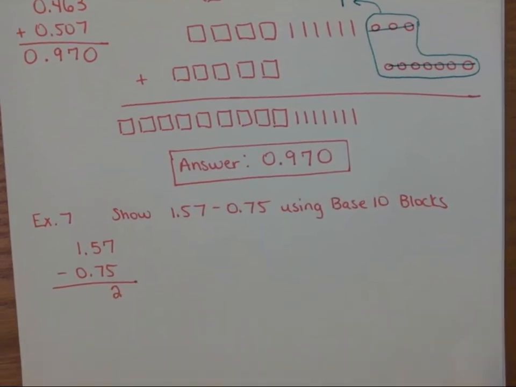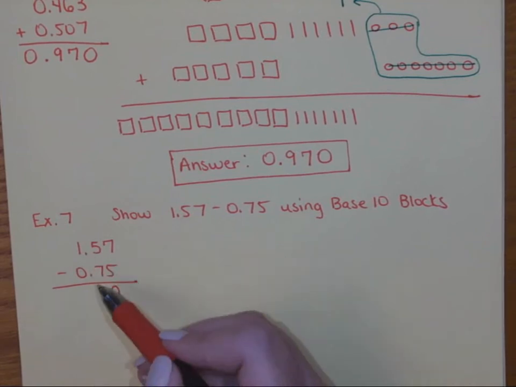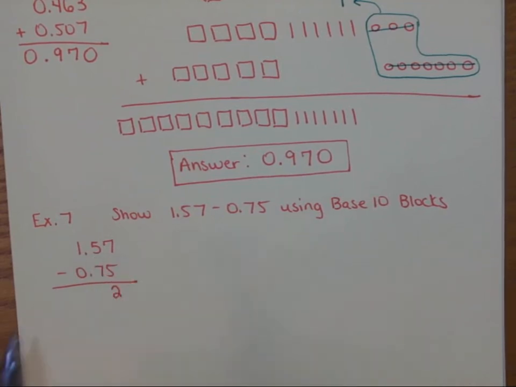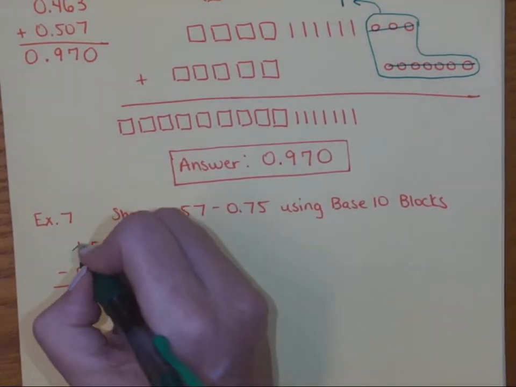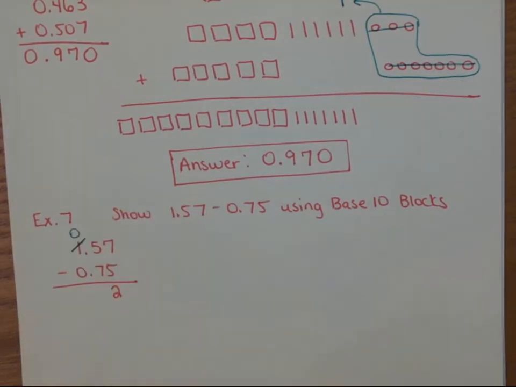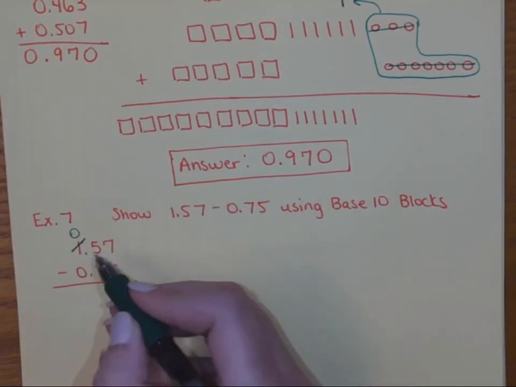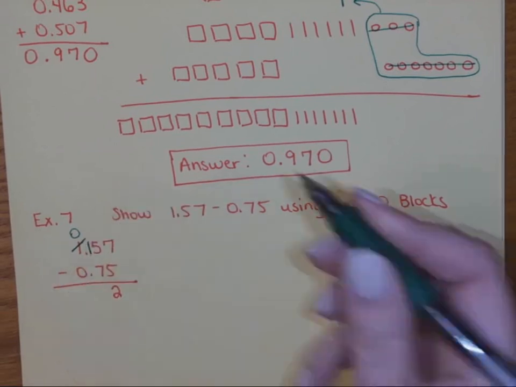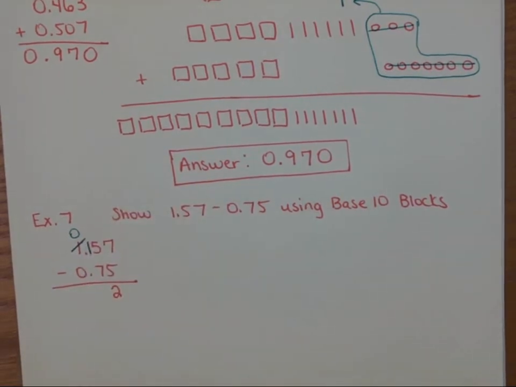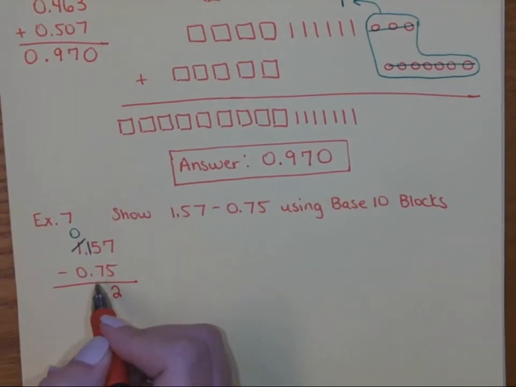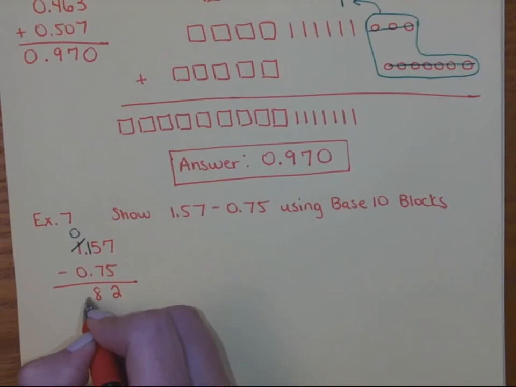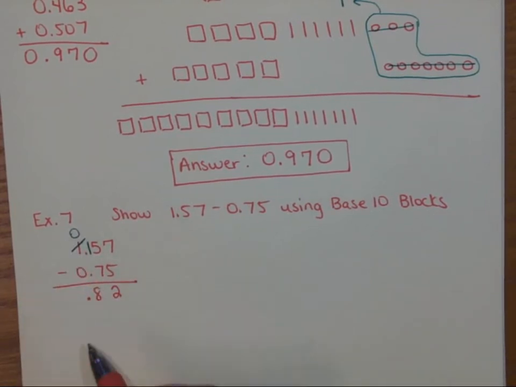No need for any regrouping, but notice here we have an issue, right? We can't take 7 away from 5. Okay, so we're going to regroup this whole to be 10 longs, right? So 10 of the 10th place, in other words. So that's going to become 15 there, and now 15 minus 7 is 8. Put the decimal place there. 0 take away 0 is still 0.